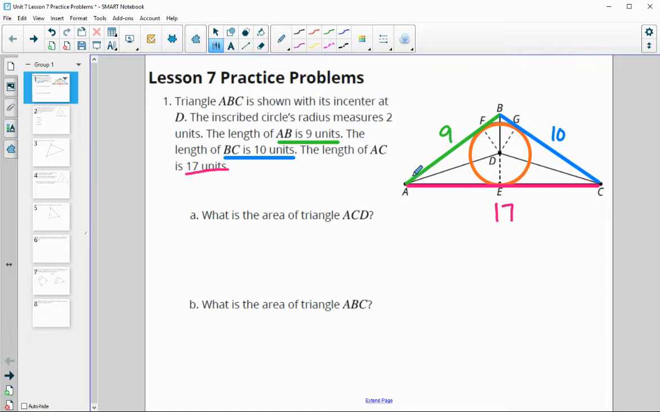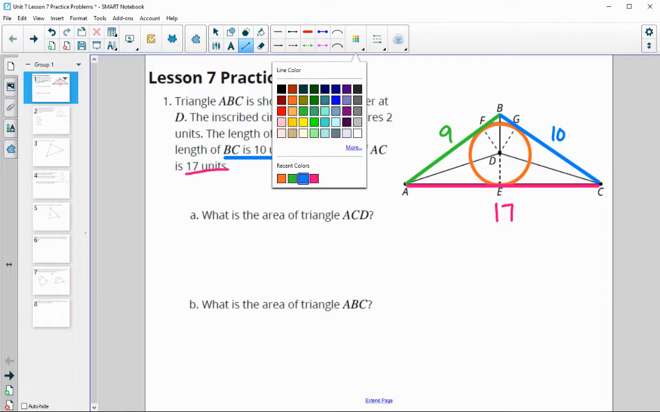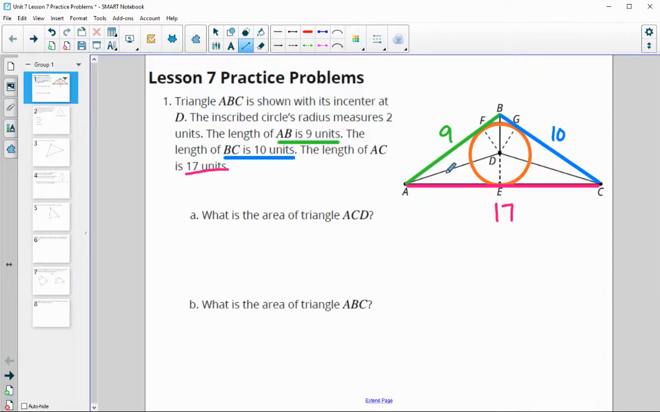All right, so then it says, what is the area of triangle ACD? Triangle ACD is this one down here. I'm just going to draw all of it pink. So we're looking at this triangle. To find the area of a triangle, remember that you do base times height divided by 2. And the base here is 17.